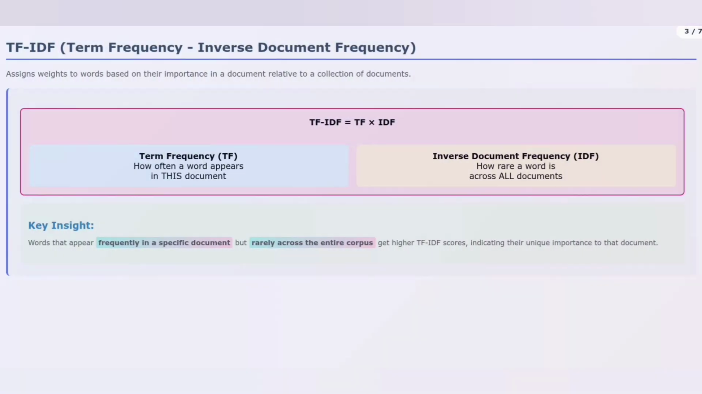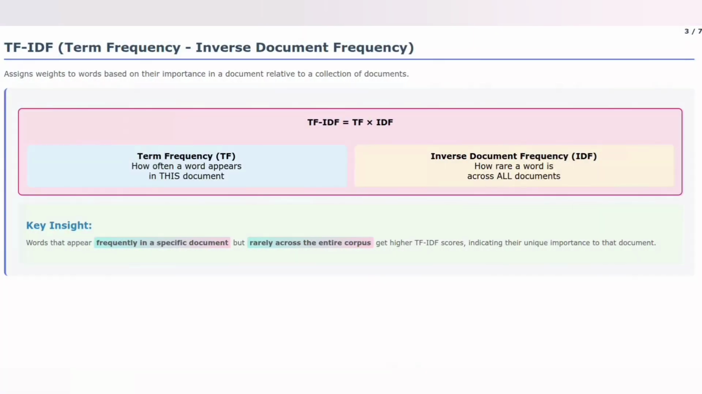Building on BOW, TF-IDF, or term frequency inverse document frequency, assigns weights to words based on their importance. Term frequency, TF, is how often a word appears in a document. Inverse document frequency, IDF, measures how rare a word is across all documents. Words that appear frequently in a specific document but rarely across the entire corpus get a higher TF-IDF score, indicating their unique importance to that document.